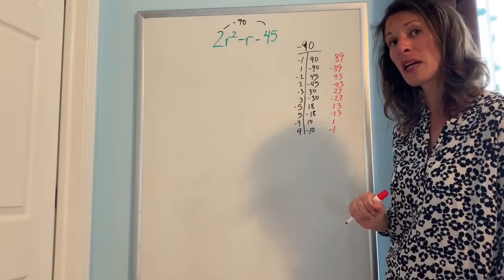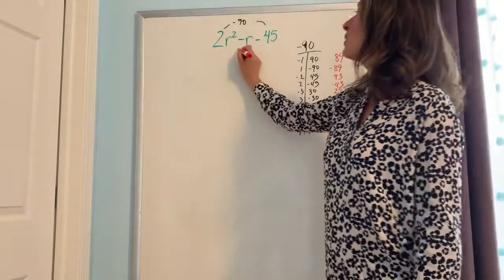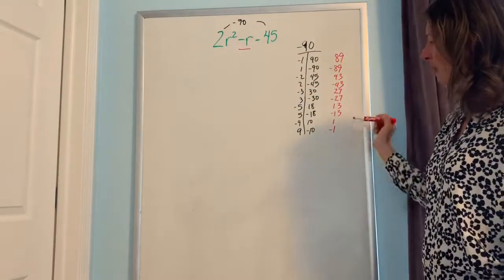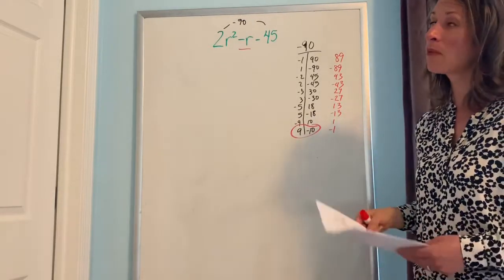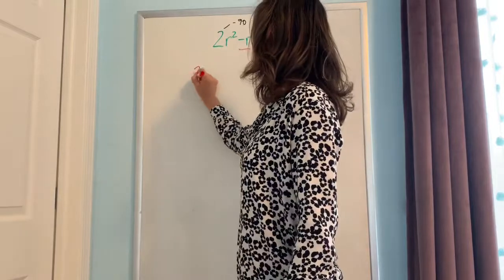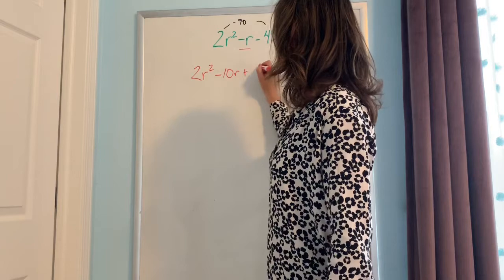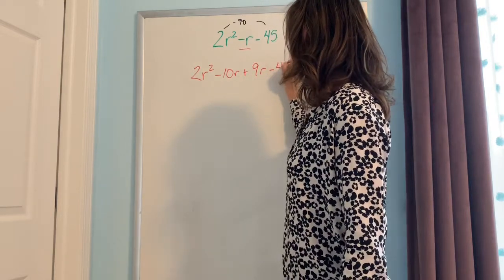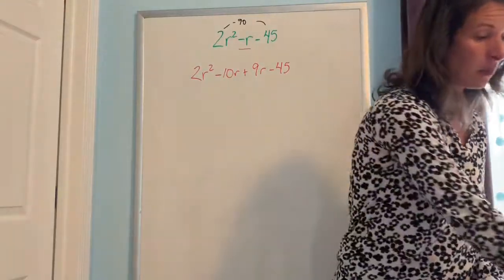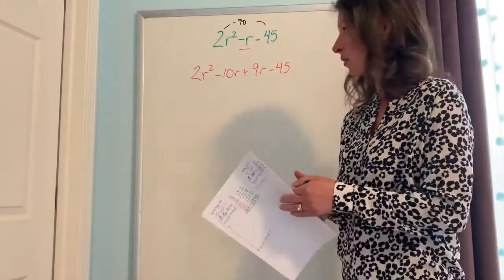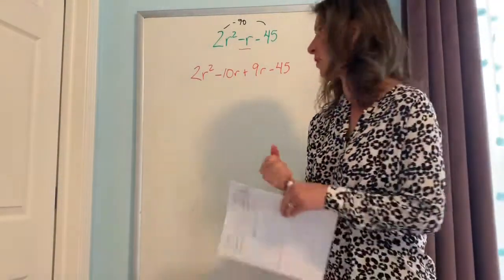Now, we are looking for the factors that multiply to negative 90, which we wrote, and then add to a negative 1, which we added them together. And 9 and a negative 10 add to a negative 1. So now we're going to replace those with 2r squared minus 10r plus 9r minus 45. Now that we have 4 terms, that means that we can factor by grouping. So we are going to put parentheses around the first 2 terms and around the second 2 terms.